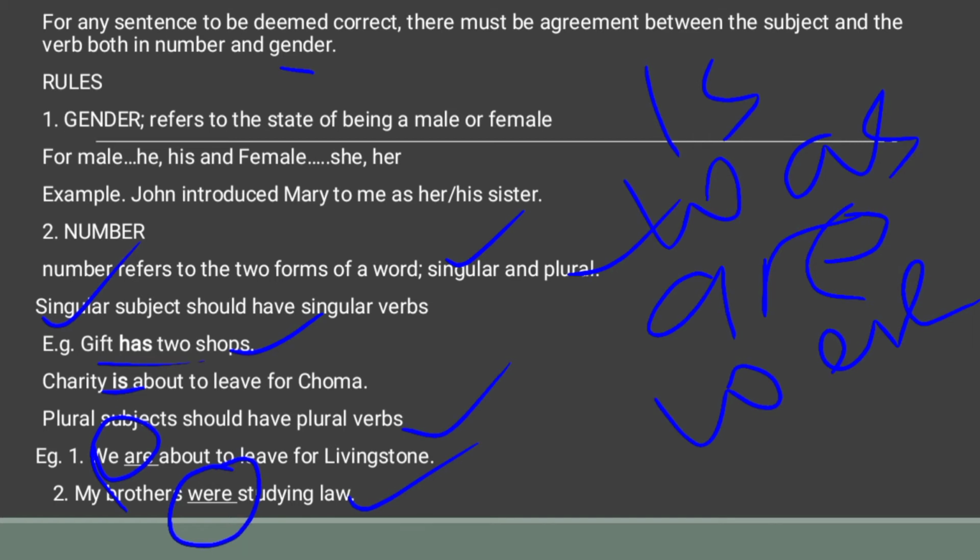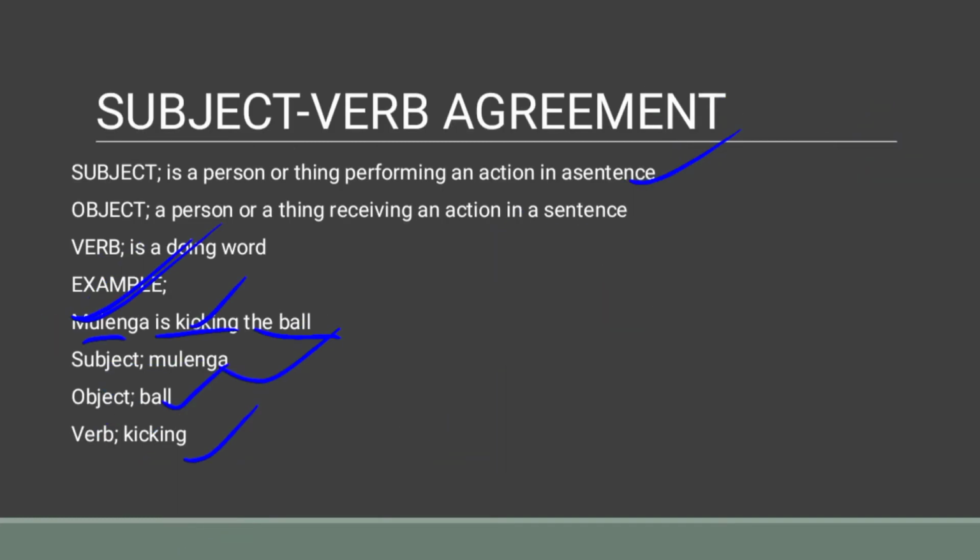Let me explain this one, the auxiliary verb. An auxiliary verb is a word that introduces the main verb. This word comes just before the what? The verb. Before the verb. So, for example, in this case, we had Mulenga is kicking the ball.